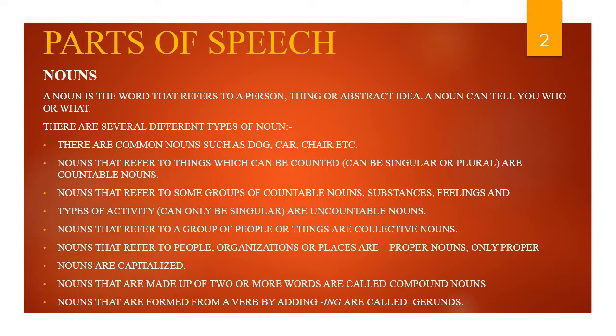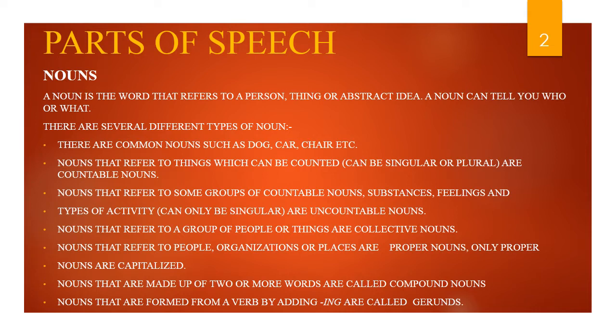Nouns that refer to a group of people or things are collective nouns. For example, there are 11 players in a cricket team, and you don't name all the players individually. You say cricket team. While going to a classroom, you don't count the names of 30, 40 students. You say I'm going to FA1, I am going to ICS2, I'm going to BS1. So this is called a collective noun. If there are so many sheep, you don't call the sheep individually. You say a herd of sheep.